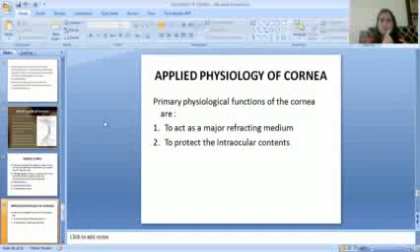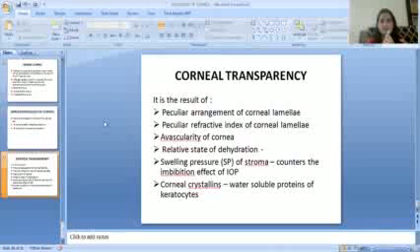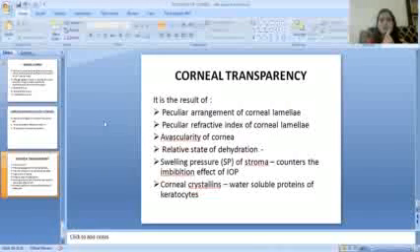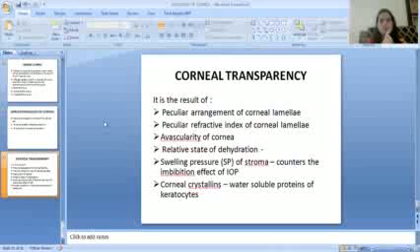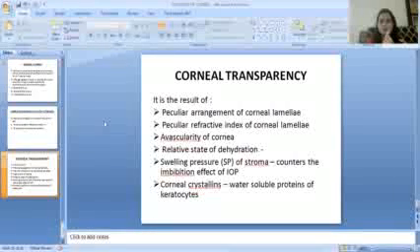Then the applied physiology of cornea. Primary physiological functions of the cornea are to act as a major refractive medium and to protect the intraocular contents. Then the last point is corneal transparency. It is a result of peculiar arrangement of corneal lamellae, peculiar refractive index of corneal lamellae, vascularity of the cornea, relative state of dehydration, swelling pressure of stroma counters the imbibition effect of IOP, and corneal crystallines, water-soluble proteins of the keratocytes.